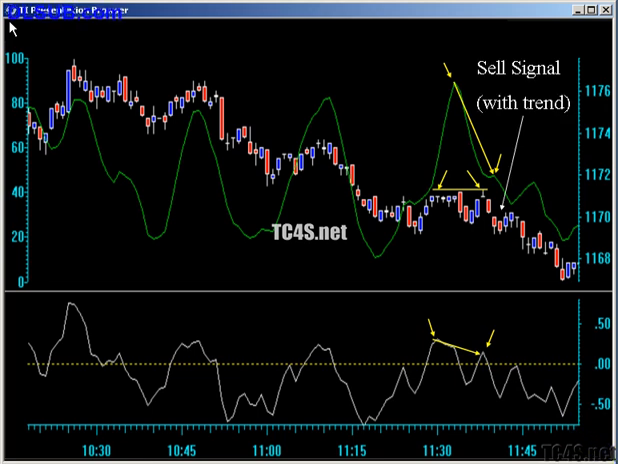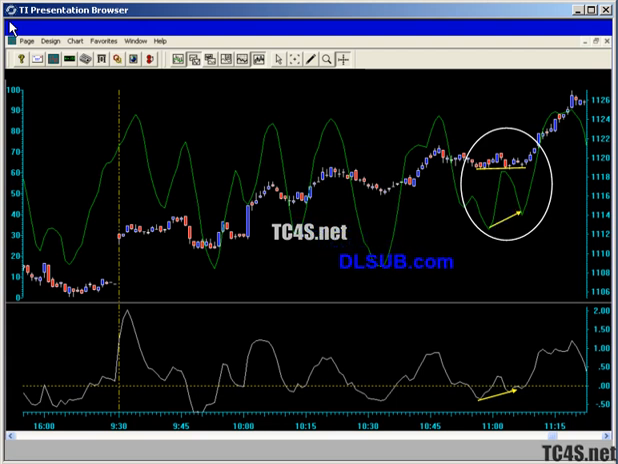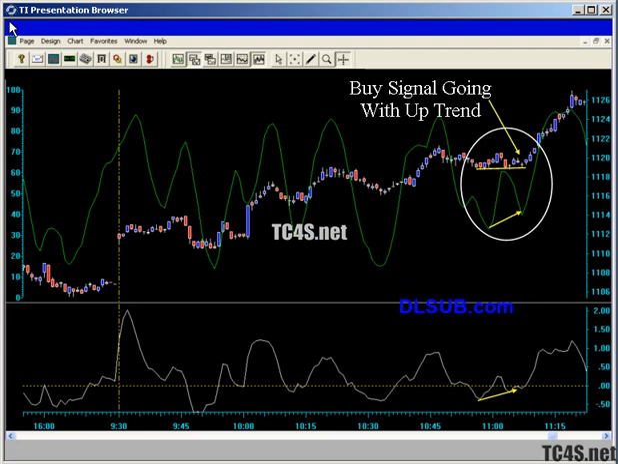This is our confirmation candle to enter the market on our choppy elbow sell signal going with the trend. Now let's look at this chart showing an example of a buy signal going with an uptrend. We've drawn a circle around the buy. Here's our double bottom in price, our higher low on the MACD, and the higher low on the DS. And here's our confirming candle to take the buy signal going with the uptrend.